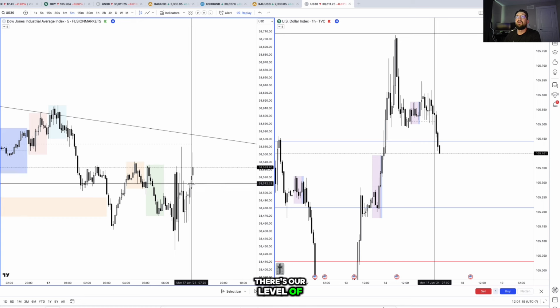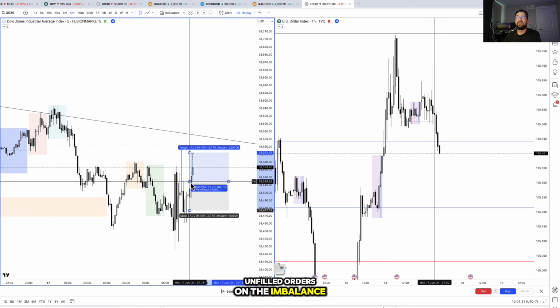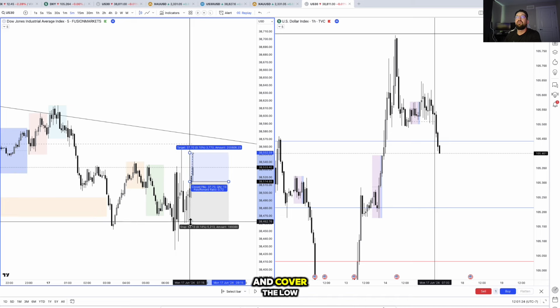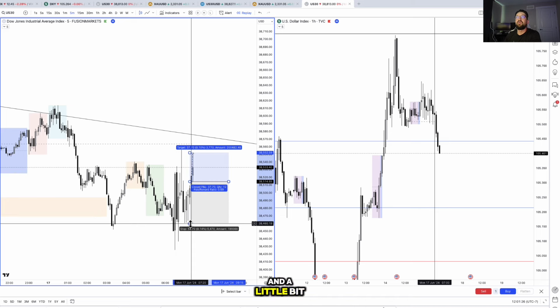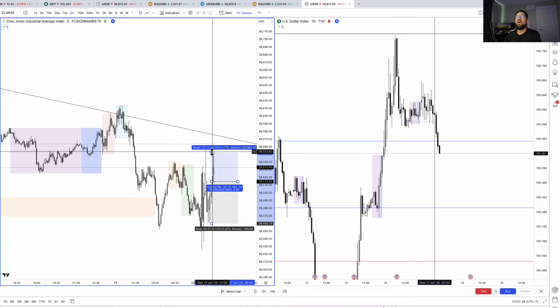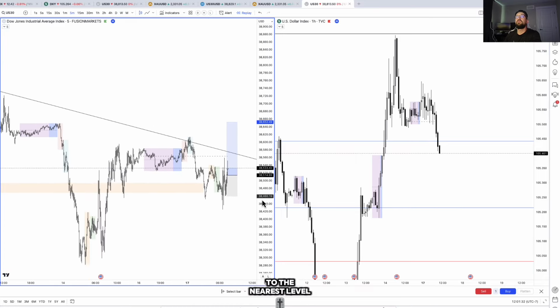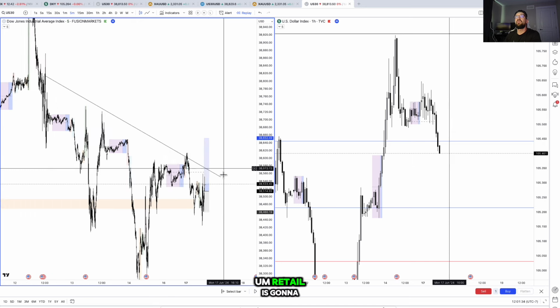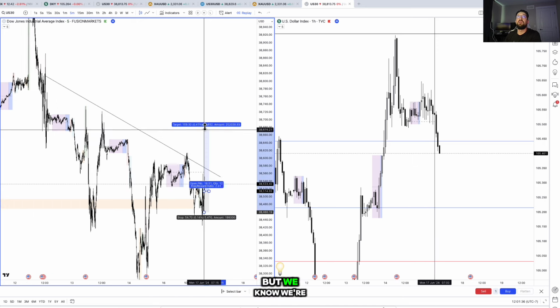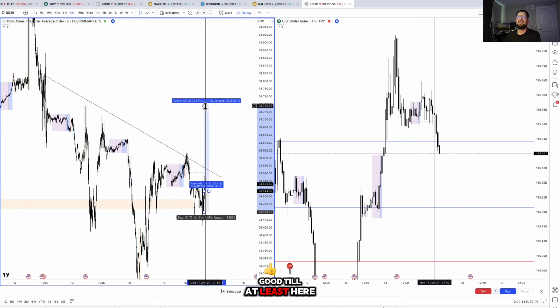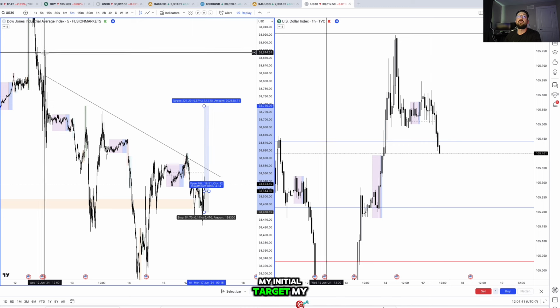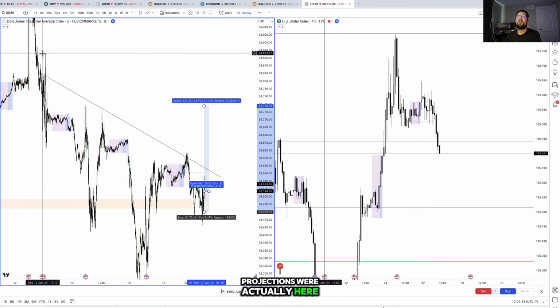So there's our level of unfilled orders, the imbalance, and cover the low, and a little bit for spread. And ultimately, we're just going to go to the nearest level of liquidity. Retail is going to try selling this whole time, but we know we're good till at least here. My initial target and my projections were actually here.